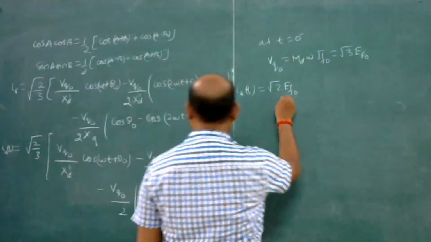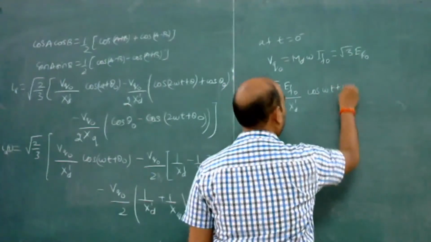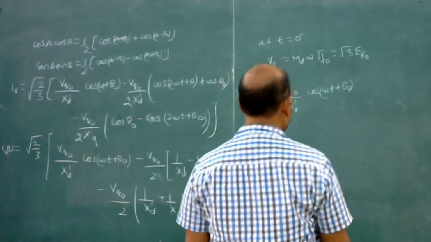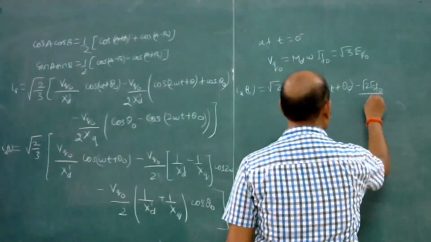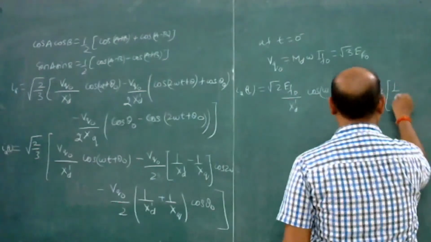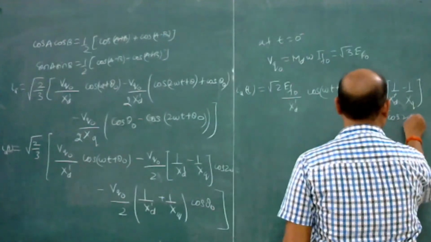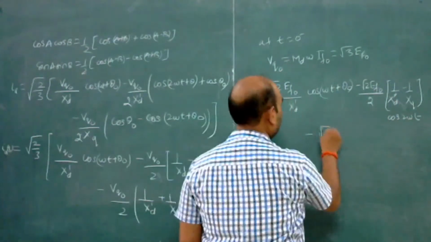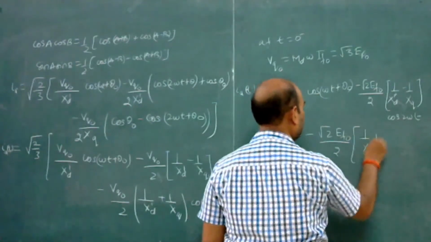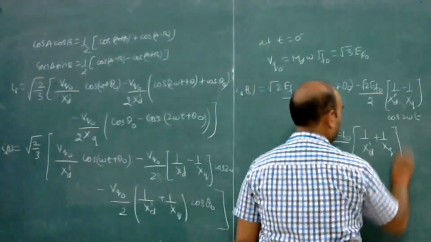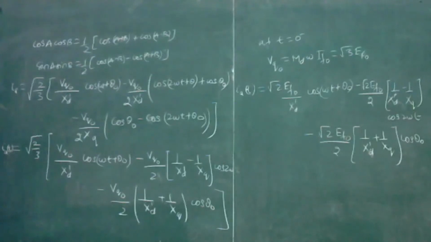divided by Xd dash cos(omega t plus theta naught), then minus root 2 EF naught divided by 2, 1 upon Xd dash minus 1 upon Xq, cos 2 omega t, minus root 2 EF naught divided by 2, 1 upon Xd dash plus 1 upon Xq, cos theta. Okay, so this is the value of IA.